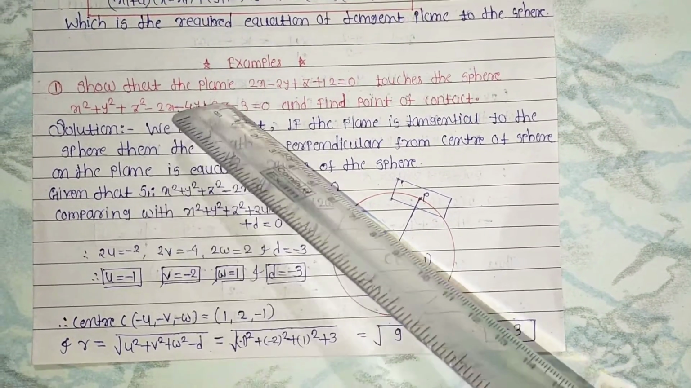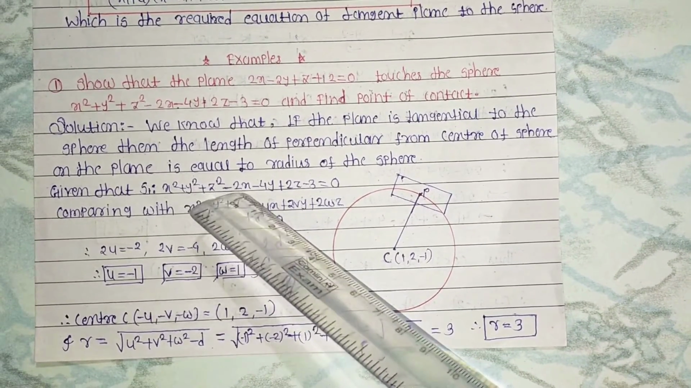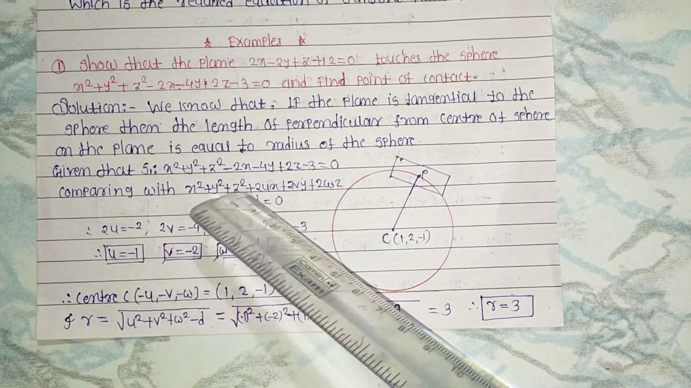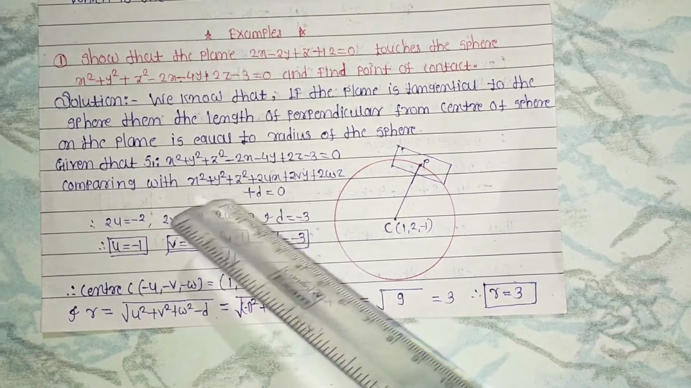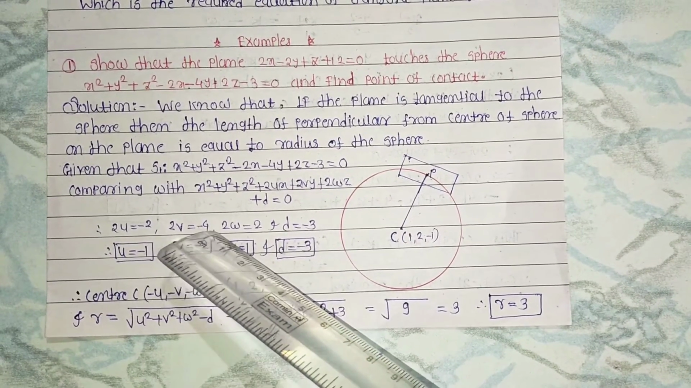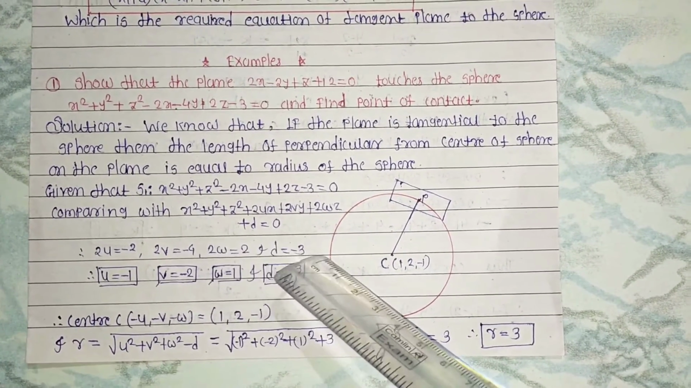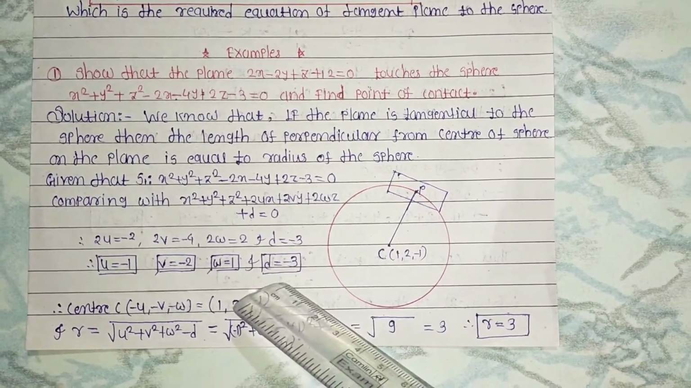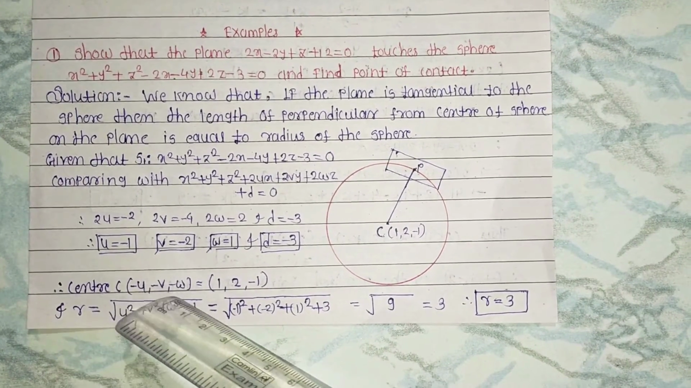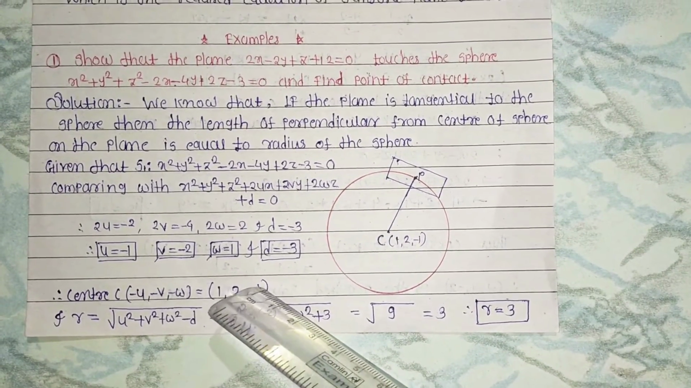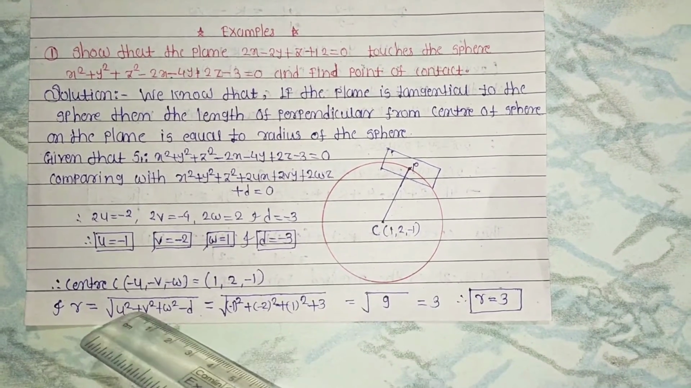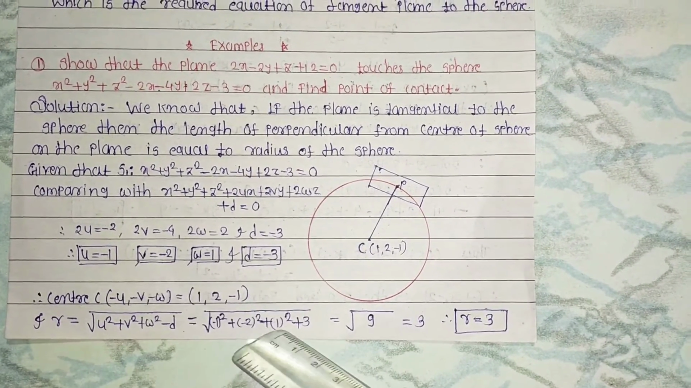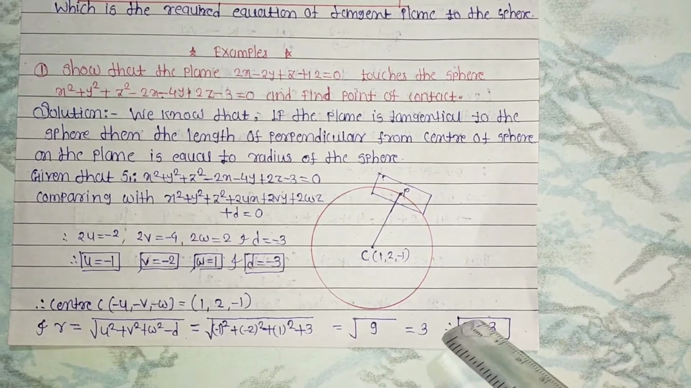So given that the equation of the sphere is x² + y² + z² - 2x - 4y + 2z - 3 = 0. Comparing with the general form of the sphere, we get 2u = -2, 2v = -4, 2w = 2, and d = -3. Therefore we obtain the values of u, v, w and d. Therefore the center (-u, -v, -w) is (1, 2, -1). That is the center. And the radius is the square root of u² + v² + w² - d. After putting these values and computing, we get r = 3.